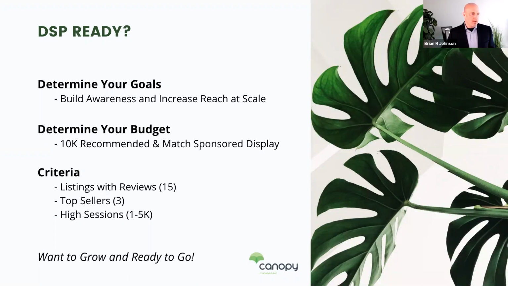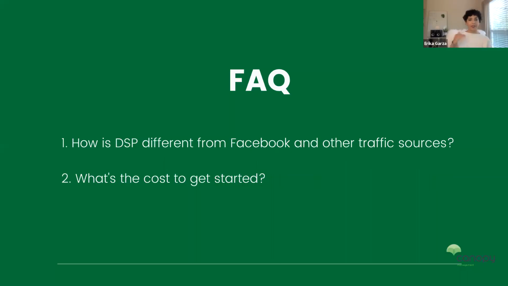Awesome. So if you are checking those off the list, if you're a good fit, you can reach out to us. A couple other questions that I've seen from the group is, how is DSP different from Facebook, from other traffic sources, which we talked about a little bit earlier. With DSP, you're not locked into just that one channel. You're able to reach all across the web. So that's the first major difference. And of course, Amazon knows what you buy. So it's a different strategy. This is really designed for e-commerce Amazon sellers.